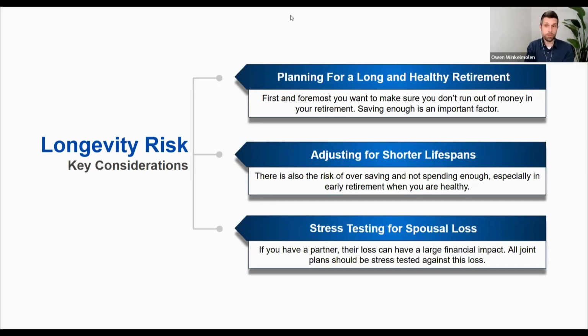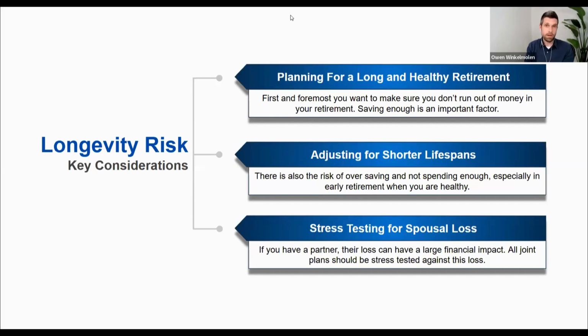We can always adjust for shorter lifespans. So, as much as we want to test for longer and healthier life expectancy, we also want to test for shorter life expectancy as well. This is to balance the fact that we don't want to oversave. We want to understand maybe what sort of strategies change with a shorter life expectancy. Delaying CPP is great if you live until 95, not so great if you live to 75. So, this is where having both scenarios can be very insightful.